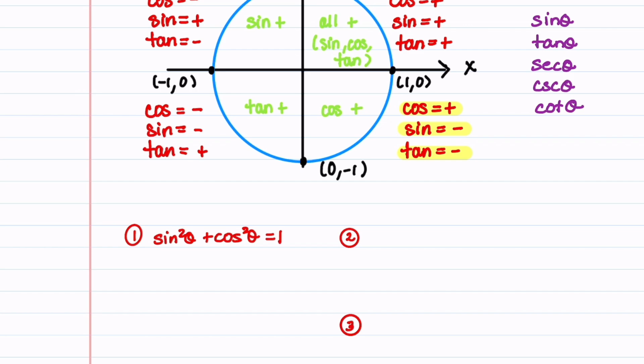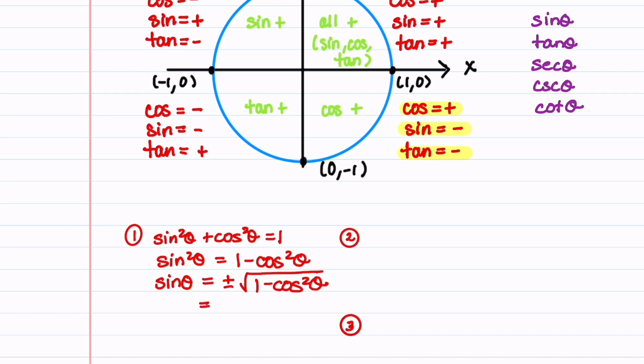Solving for sine squared theta, we have sine squared theta is equal to 1 minus cosine squared theta. This gives us sine theta is equal to plus or minus the square root of 1 minus cosine squared theta. We'll choose the negative square root since sine theta is negative in the fourth quadrant.